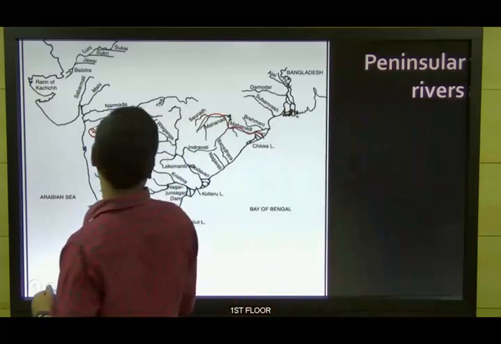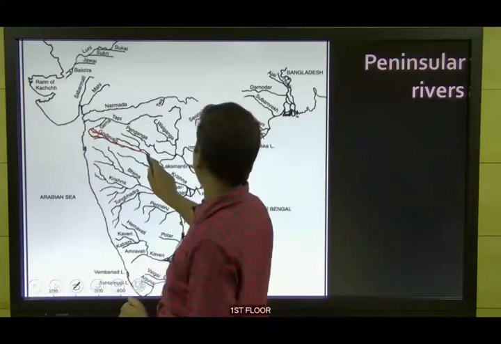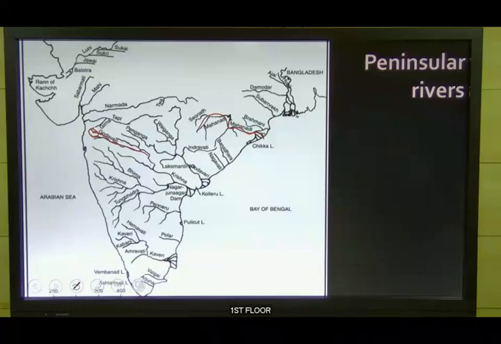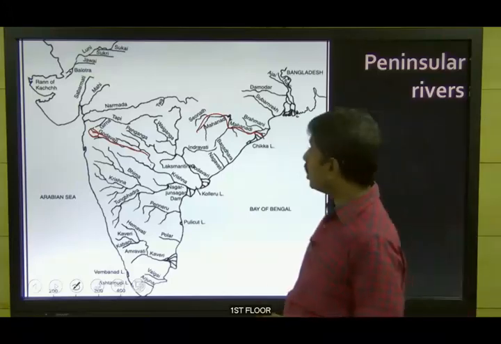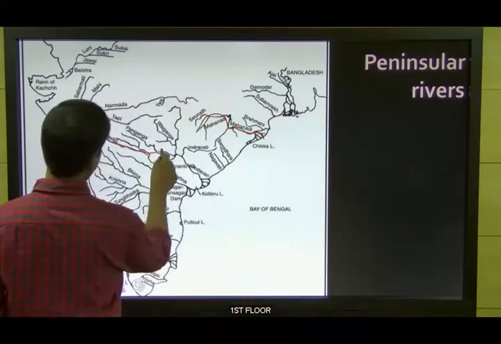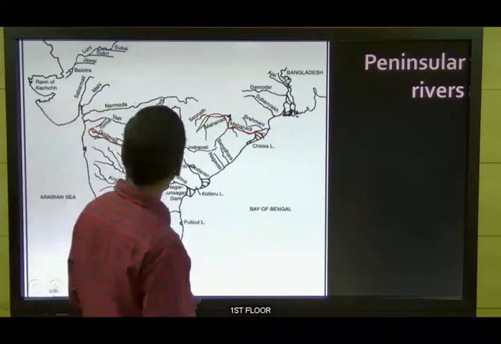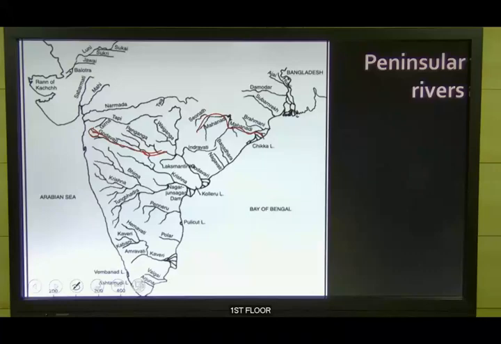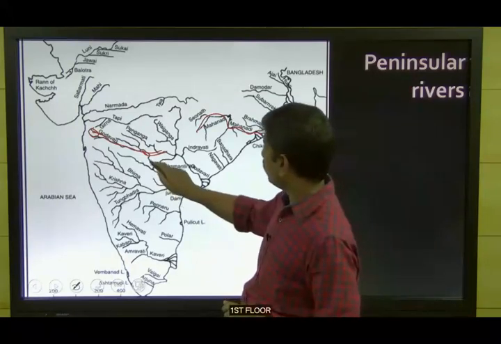Sorry, the print is not right. Godavari and Manjira should join this side. Okay, not the Krishna. Only the Bhima should join the Krishna. Okay. Here somewhere they have made a mistake.